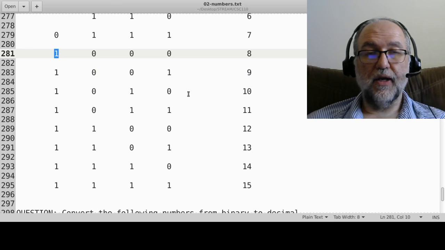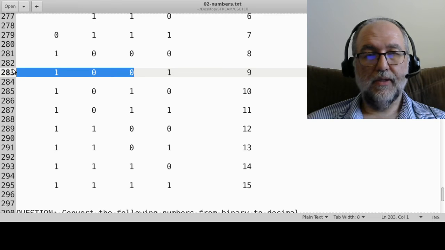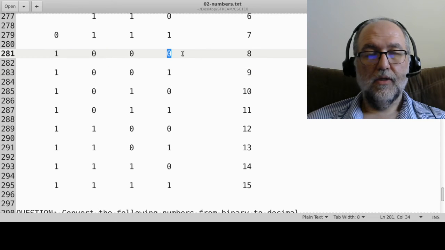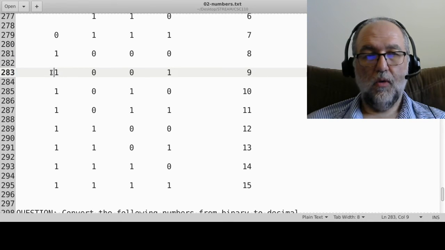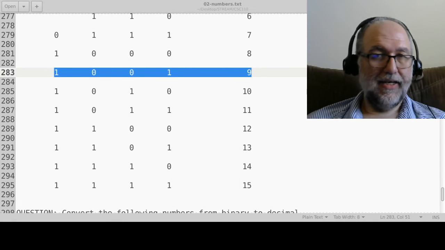How do you get 9? Well, I hope you're starting to get the hang of this. That 0 goes to 1, no more bumps. So this piece of the number and that piece of the number stays the same. One more time: 0 goes to 1, no bumps. So this part of the number and that part of the number stays the same. So 1, 0, 0, 1 is 9.